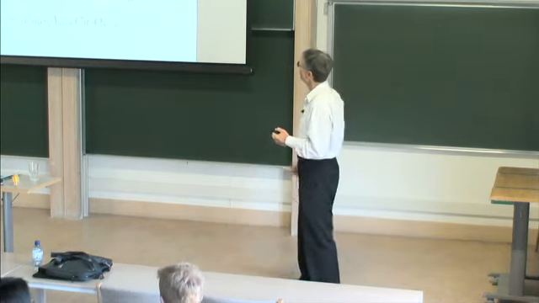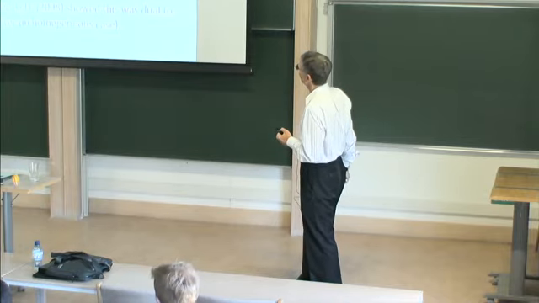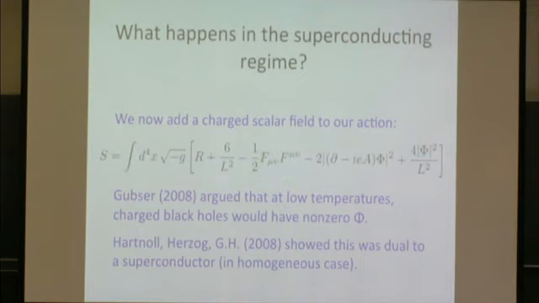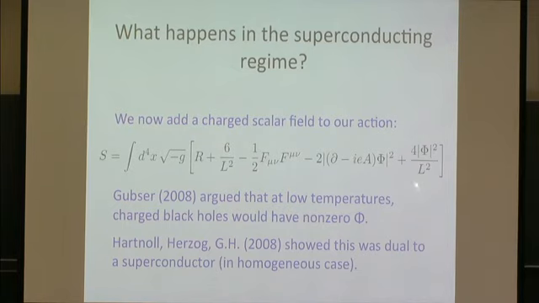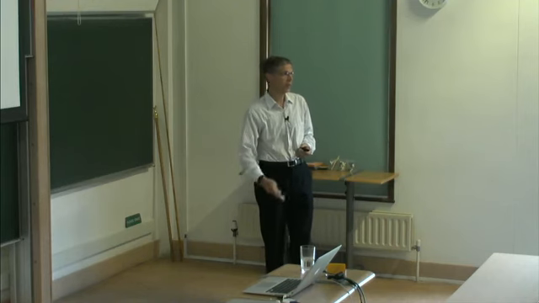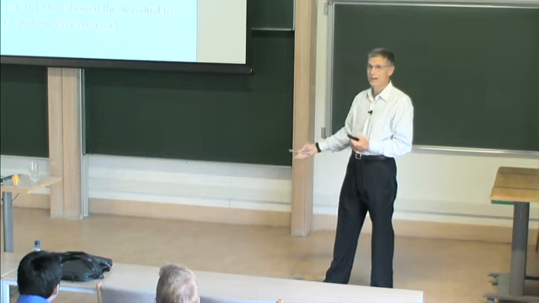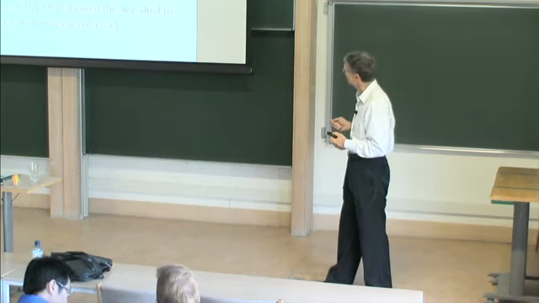Okay, anyway, I have just a few minutes left, so let me tell you about the superconducting regime. We wanted to know what happens when you go into a superconducting regime. So we just took the standard Einstein-Maxwell theory and added a charged scalar field to it. It was shown back in 2008 by Gubser that this model has a feature that at very low temperatures, charged black holes become unstable. They want to develop scalar hair outside the horizon. The stable configuration has scalar hair.